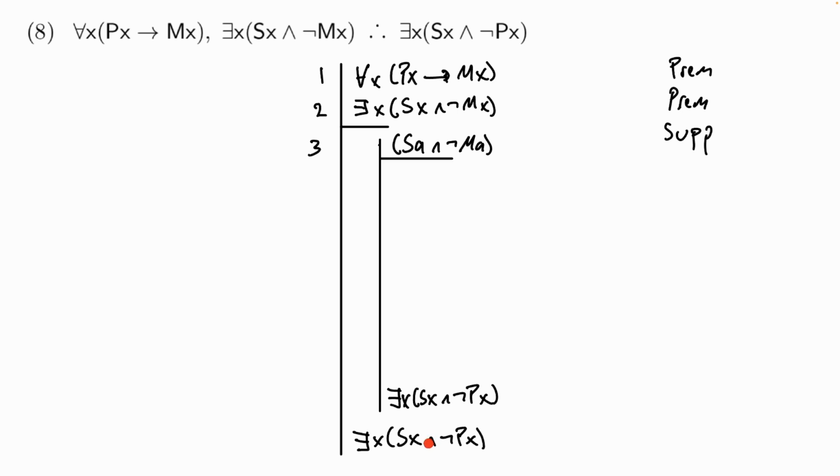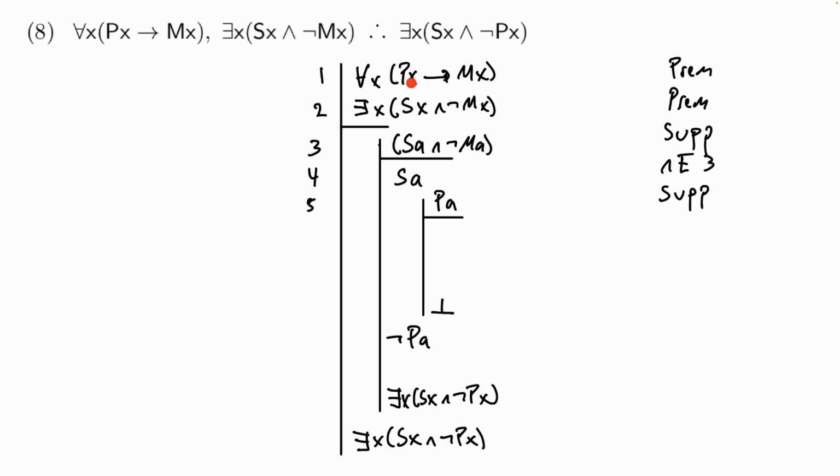Now, we already have SA if we're supposing that Alex satisfies this existential statement. We already have that Alex satisfies S, so we can already derive SA. And so if we can also get not PA, then we can get this. Okay, so can we get not PA? Well, if we assume PA and get absurdity, that's a way to get not PA. And so can we get absurdity here?